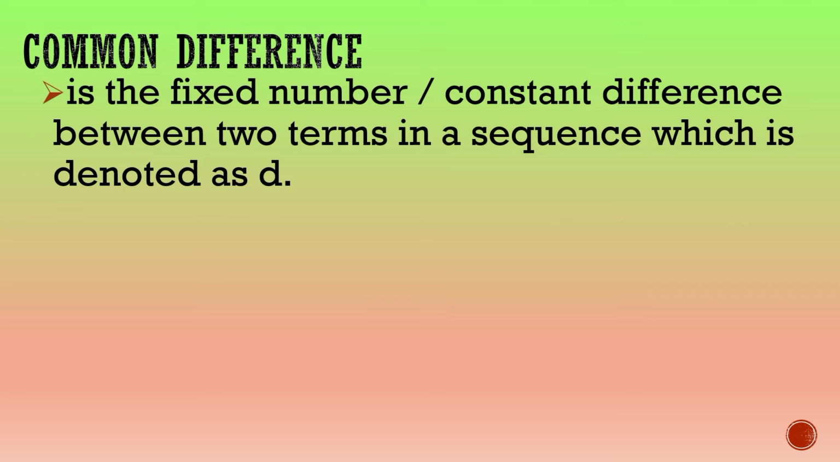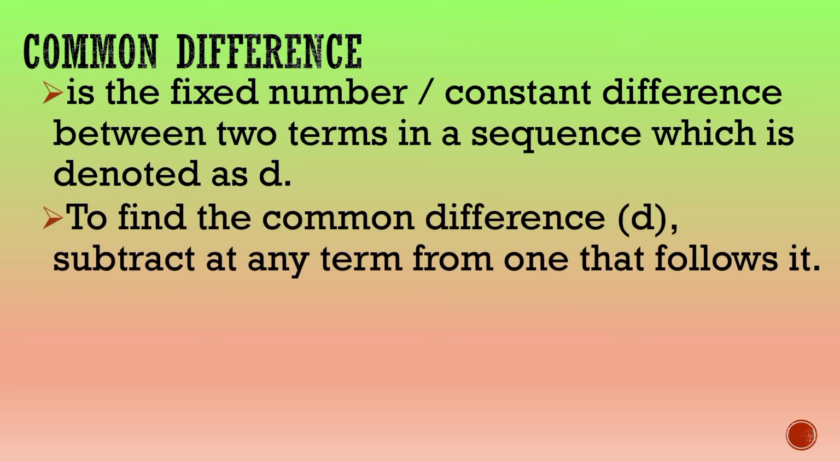The fixed number or the constant number is what we call the common difference. Common difference is the fixed number or constant difference between two terms in a sequence which is denoted as D. So, pwede natin siyang i-symbolize as D. So, yun daw tinatawag natin constant number or yung fixed number in between two numbers in a sequence is common difference. To find the common difference or D, subtract any term from one that follows it.